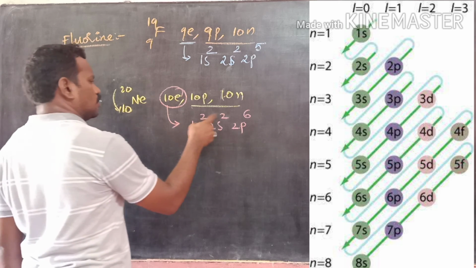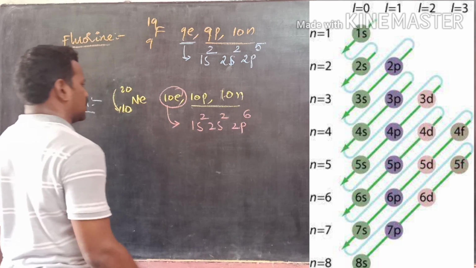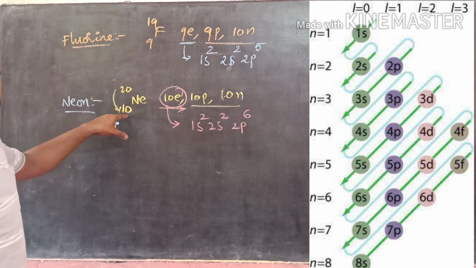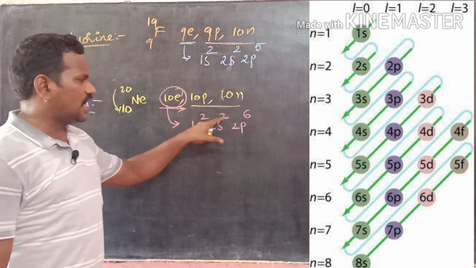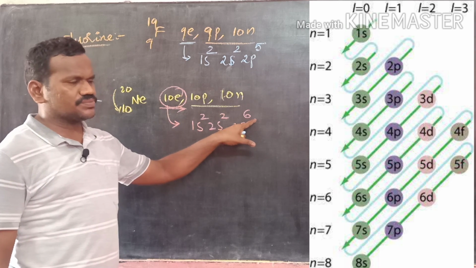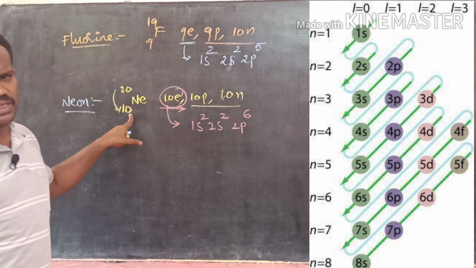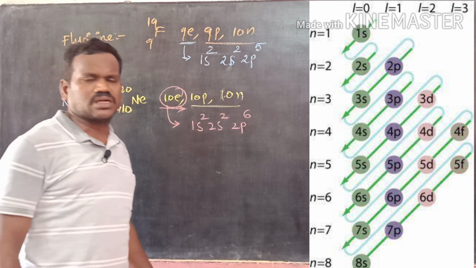Now 2 plus 2 plus 6 is nothing but the total number of electrons, 10. That is equal to the atomic number. This means if we add the superscripts, then automatically we can get the atomic number. That is the use of electronic configuration.